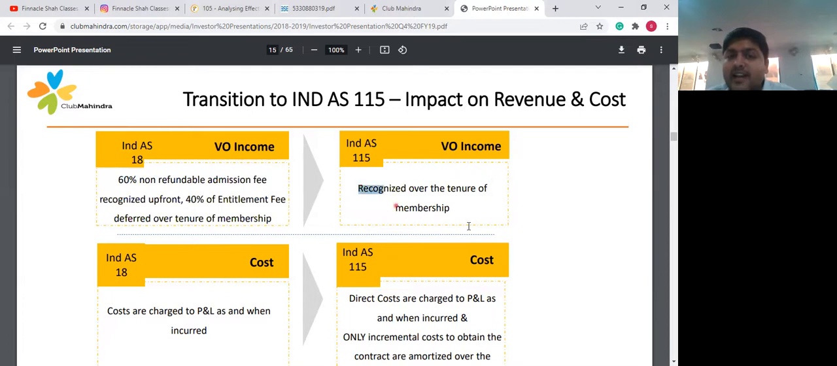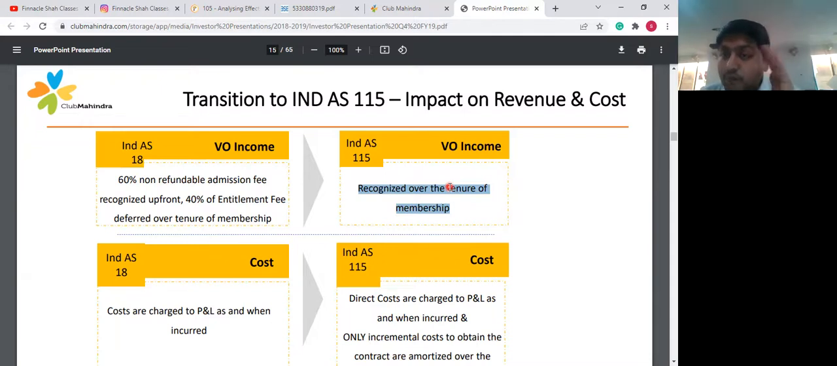However, under new accounting standards, it has to be over a period of tenure of the membership rather than no upfront recognition, which is why we see a huge drop in vacation ownership revenue. But technically speaking, it's not really a drop. You should judge it based on either comparing it with the old accounting standard figures, or you can also take a look at data points such as new customers onboarded and likewise.